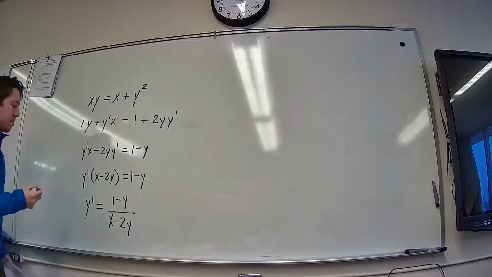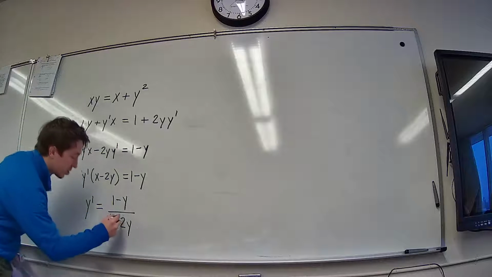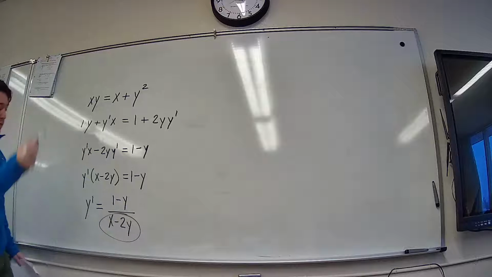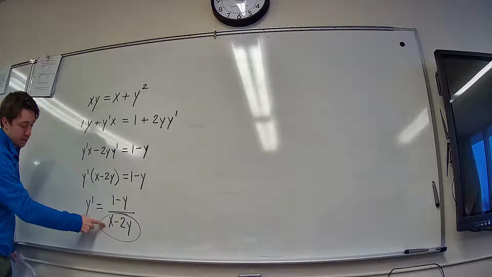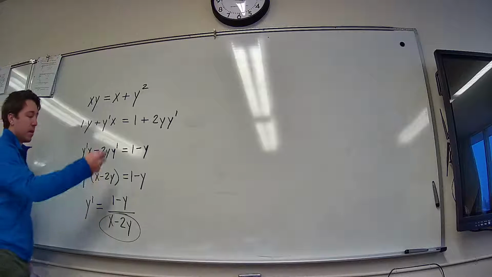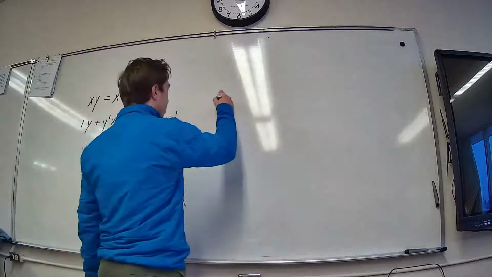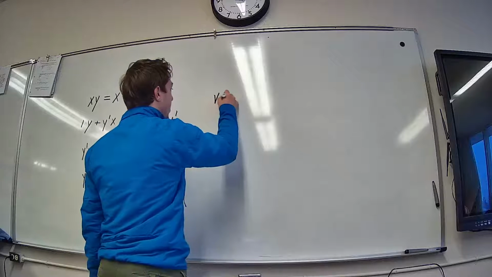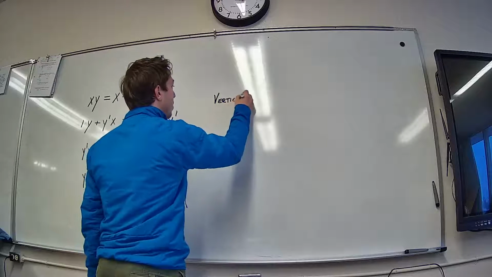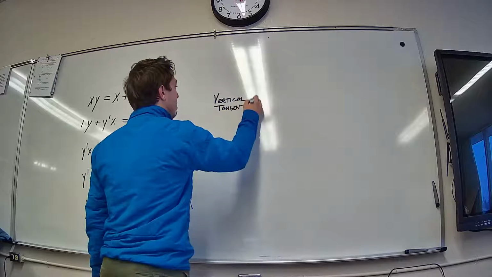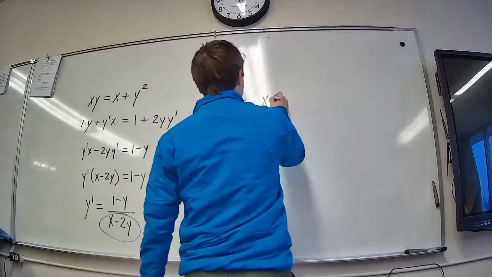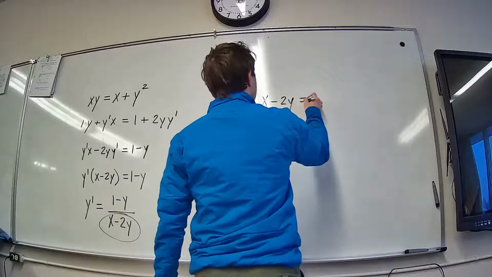But maybe there is a vertical tangent line. To be a vertical tangent line, you'd have something on the bottom that's 0, right? So in order for there to be a vertical tangent line, we know that the quantity x minus 2y has to be 0.